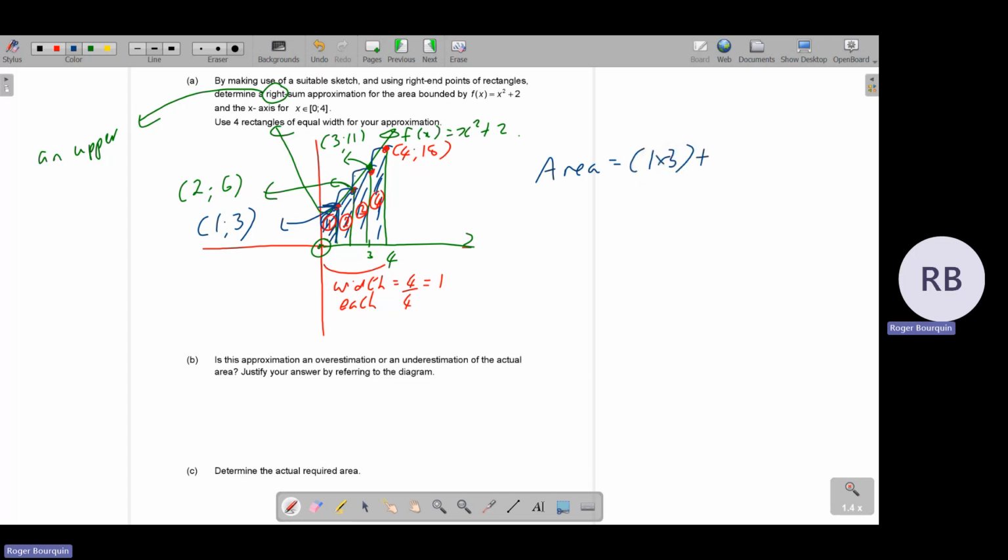The next plot. All right, the next one has a height of 6, so the height of that rectangle is 6. This one has a height of 3. Length times height, so 2 times 6. And 1 times 3.